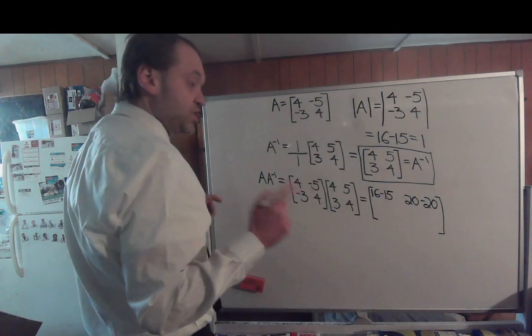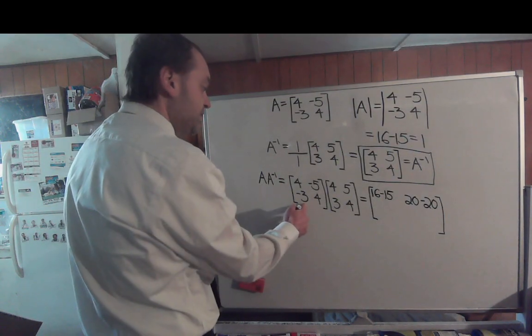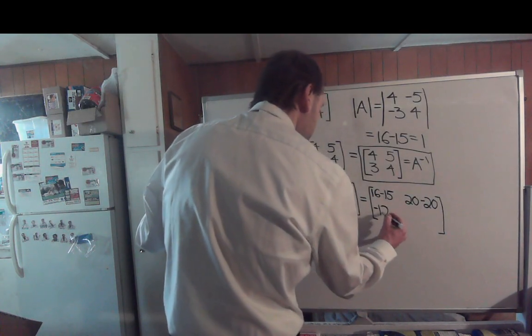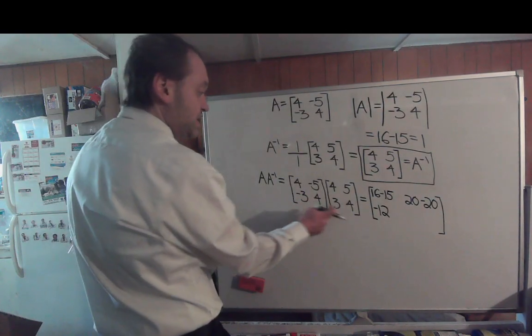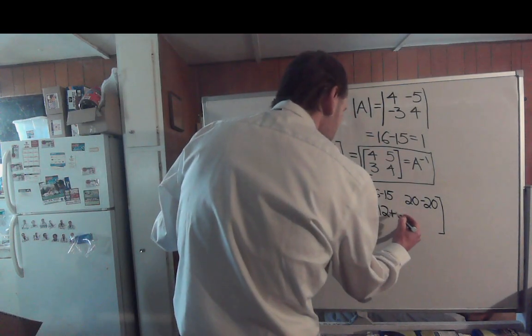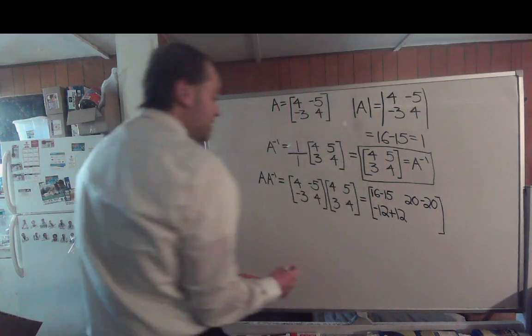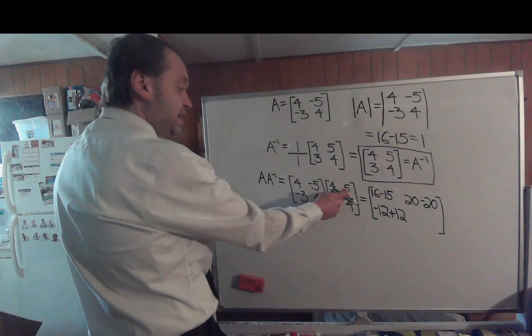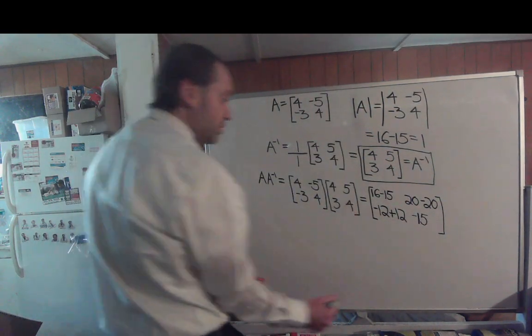Now for the first entry of the second row, take that -3 times 4, which would be -12. And then take your 4 times your 3, which would be +12. And then for the second entry of the second row, take that -3 times 5. That's going to be -15. And then take your 4 times your 4. That's going to be +16.